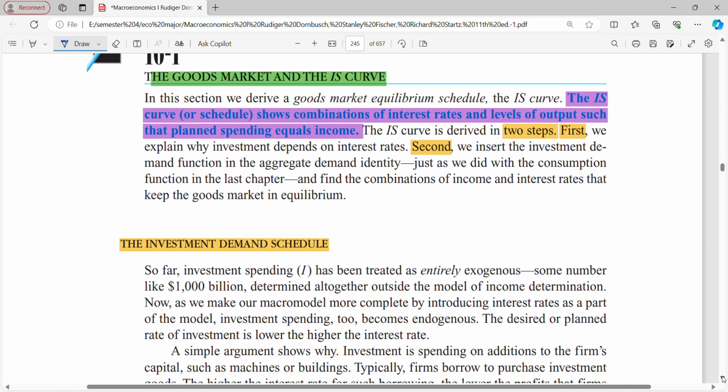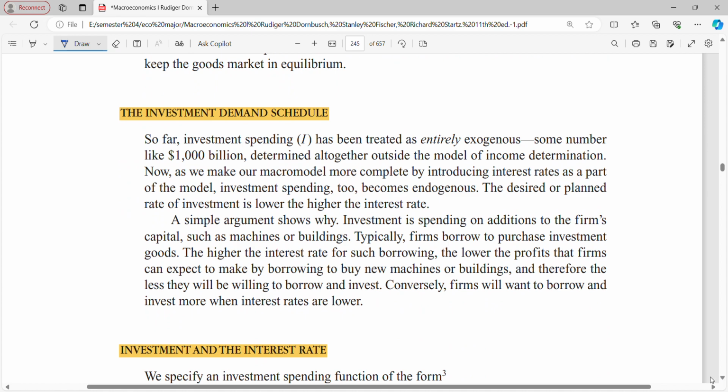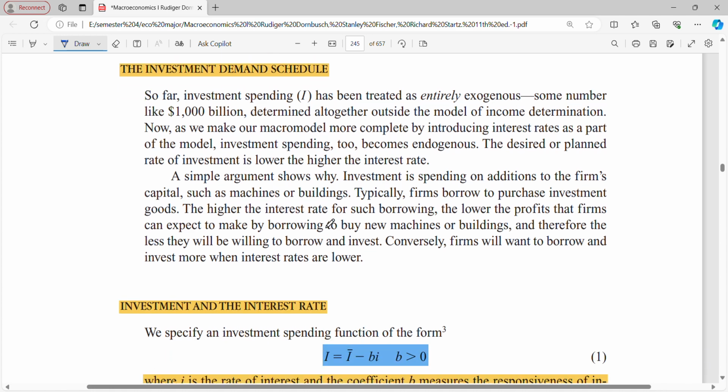So first, for deriving the IS curve, there are 2 steps. First is to explain why investment depends on interest rate. Second, we insert the investment demand function in the aggregate demand identity. So, the investment demand schedule. This we have already discussed. That is, investment is spending on the additions to the firm's capital such as machines or buildings. We have discussed it, but again I'll be reading.